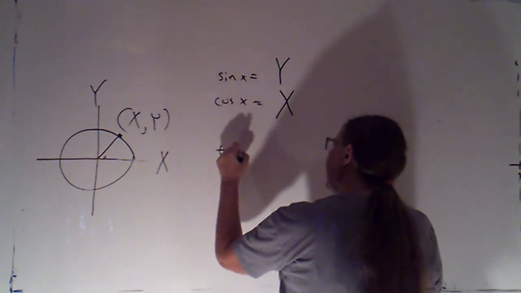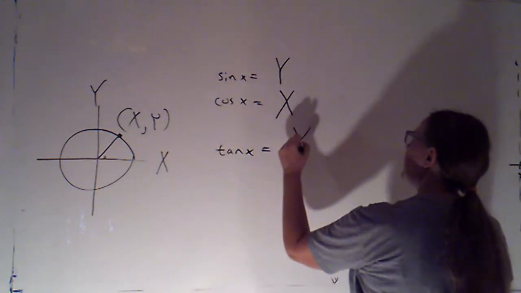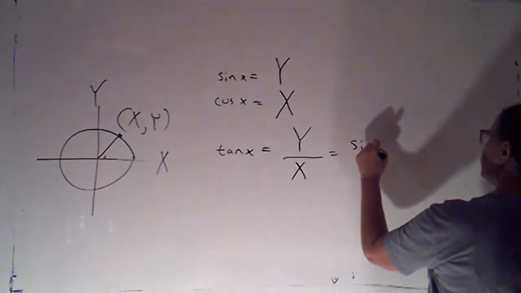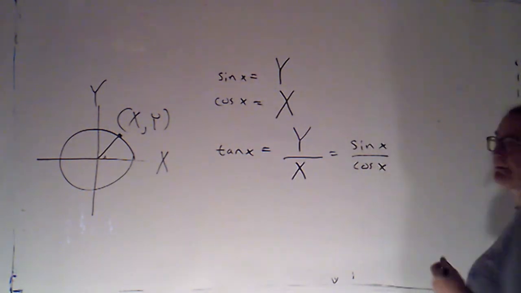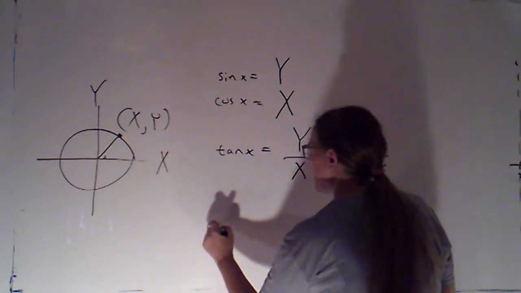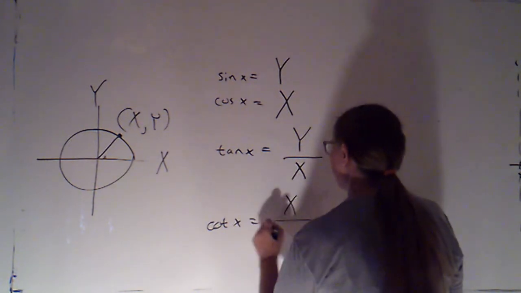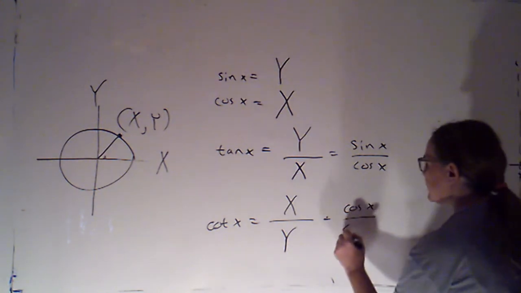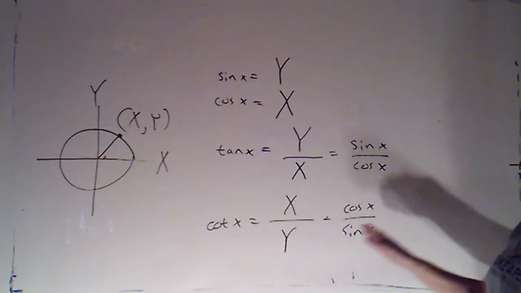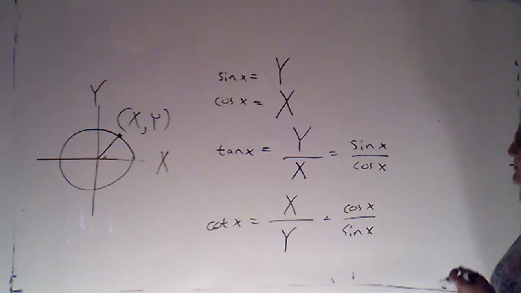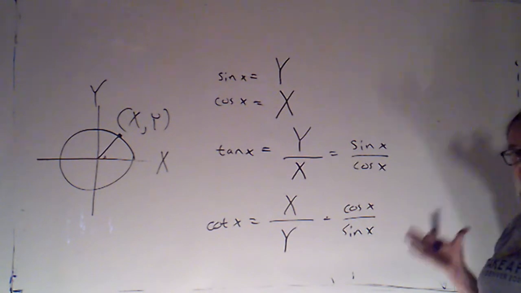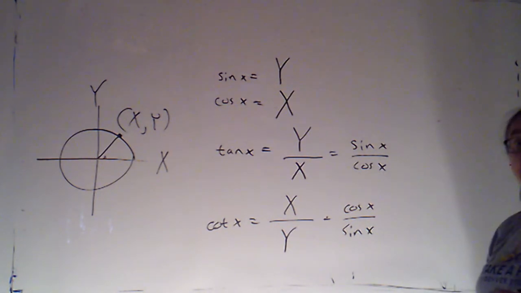So when I look at tangent of x, that was the ratio capital Y over capital X. That basically means it's sine x over cosine of x. Okay. And if I look at cotangent of x, that was capital X over capital Y. That basically means it's cosine of x over sine of x. Okay. So I've got this relationship between those functions. That's going to allow me to figure out whether tangent and cotangent are even or odd functions.